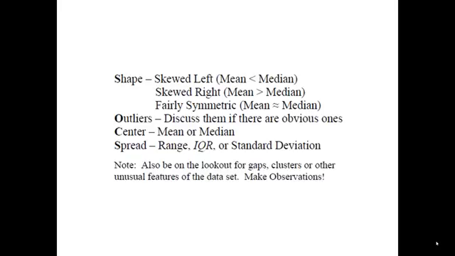SOCs. Shape: skewed left, mean is less than median. Skewed right, mean is greater than median. Fairly symmetric, mean is about the same as median.